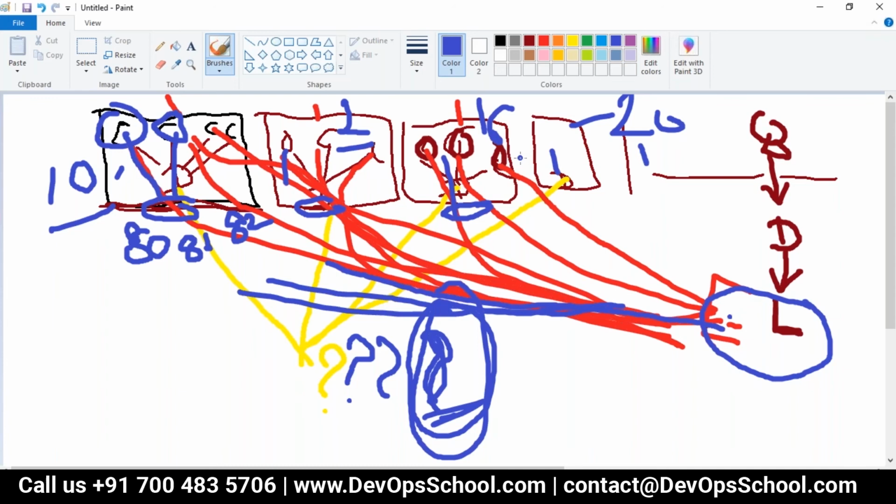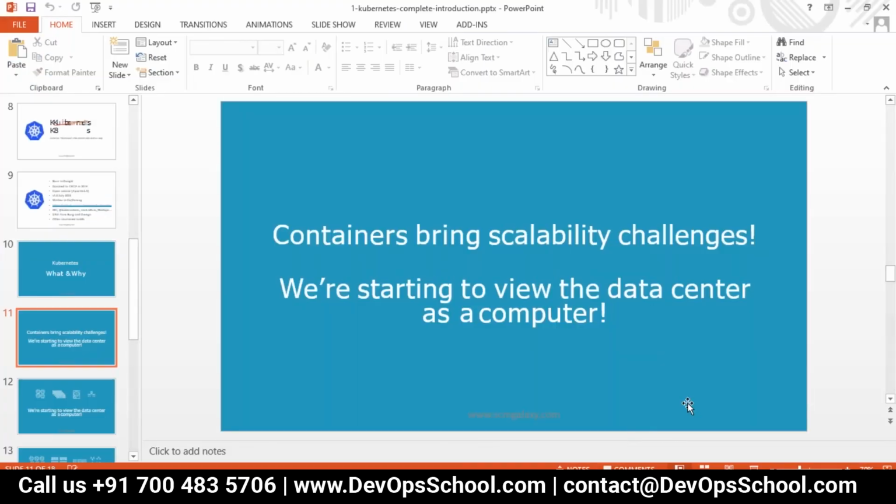But guys, can we outsource this work to something else? That way we need a tool. No matter how many nodes you have added, and how much CPU, RAM, and storage each node has, we need an intelligent tool that can view the entire data center as one computer and place the work, meaning the container, on the node as per availability. Are you understanding what I'm trying to say?